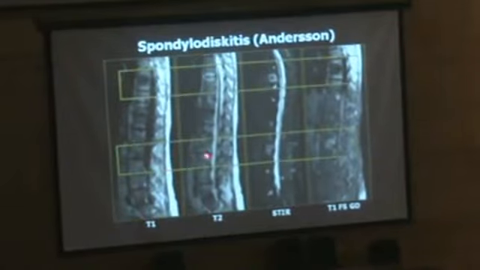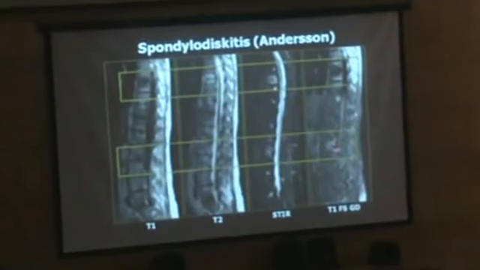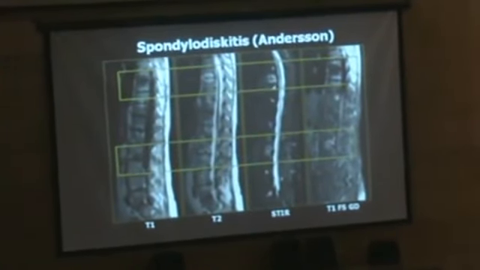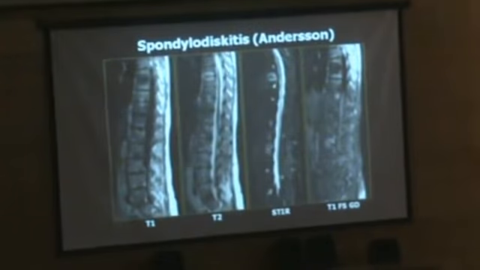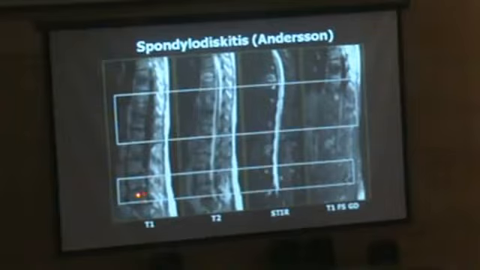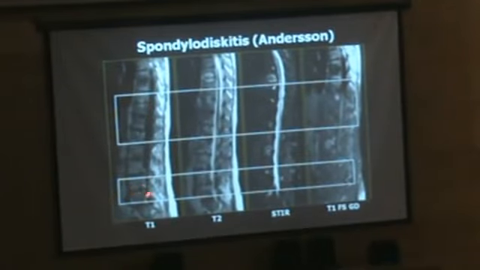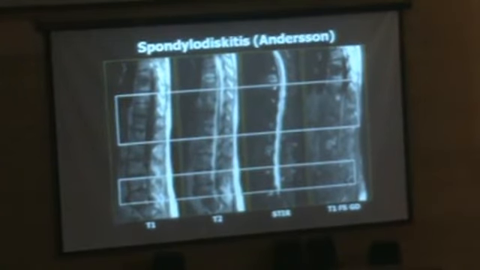So here are some levels where we see low signal intensity on T1 and high signal intensity on T2 and STIR, with inflammatory enhancement after gadolinium. So in those levels we have inflammatory activation. On the other hand, we have some levels where we see signal of fat, with high signal intensity on T1 and T2, and no high signal intensity on STIR and no enhancement after gadolinium. So those are chronic or inactive Anderson lesions, or chronic spondylodiscitis.